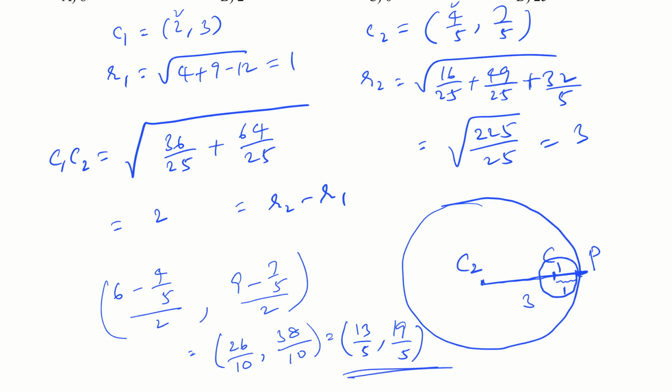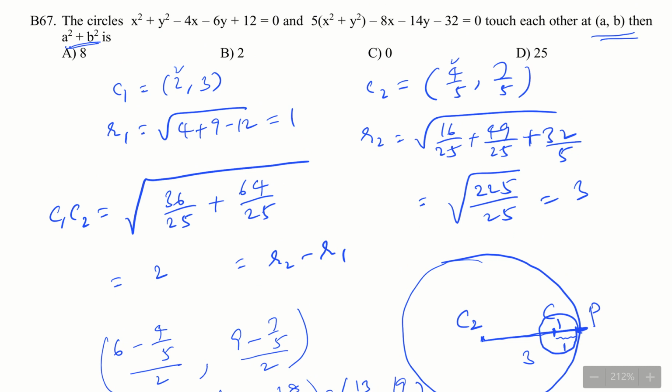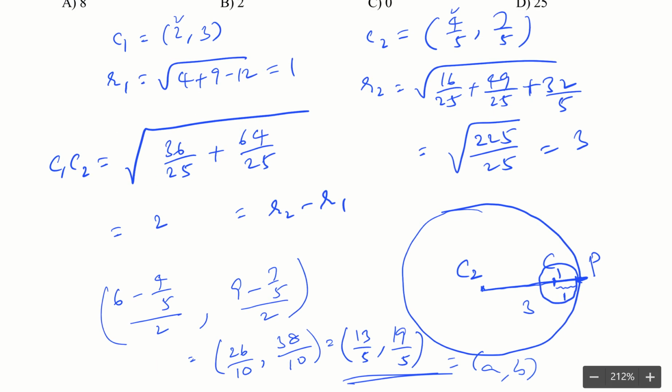You can see that this A comma B does not match any of the answers given. It's happening because there is a printing mistake in the problem. It should be minus 12 there, then you'll get the given answer. But anyways, if you take the problem the way it was given and end up with this answer, then you got it right. Okay, let's go to the next problem.